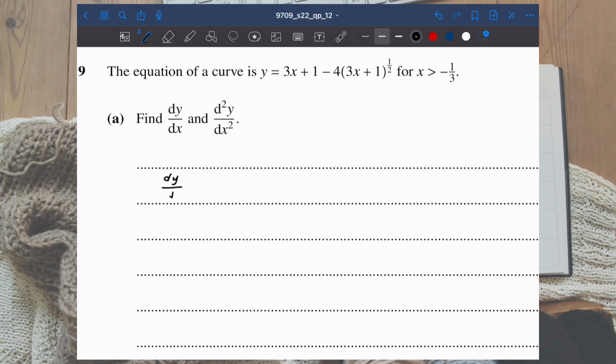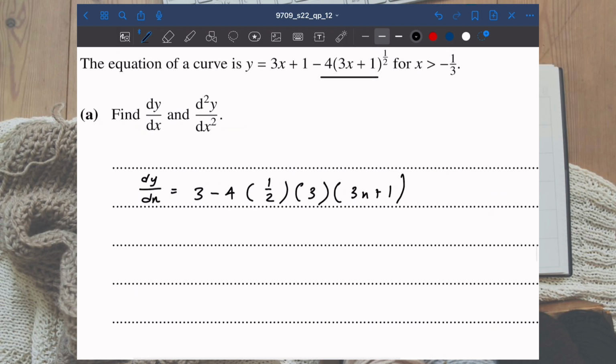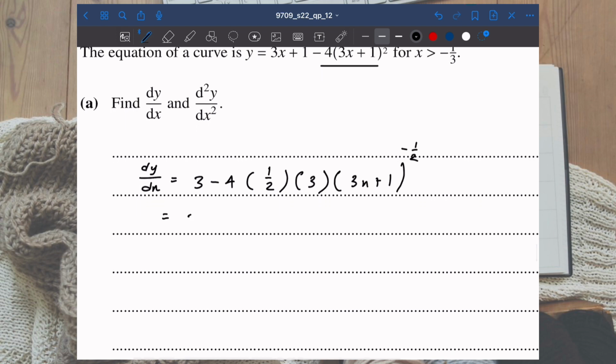So dy/dx will be, differentiating 3x, we get 3. Differentiating 1, we get 0. So 3 plus differentiating -4(3x + 1)^(1/2), we'll get -4 times 1/2, which is the power, and then times the differentiation inside the bracket, which is 3, times the expression in the bracket to the power of 1/2 minus 1, which will be -1/2. So our dy/dx is 3 - 6(3x + 1)^(-1/2).